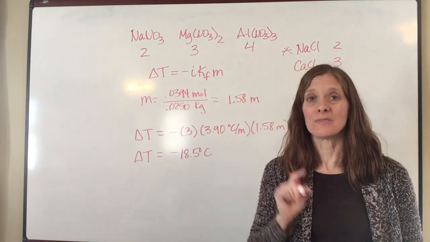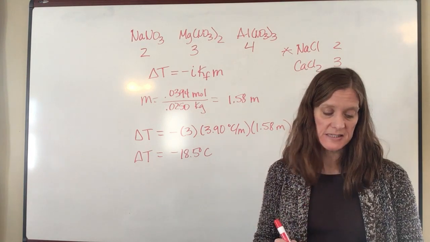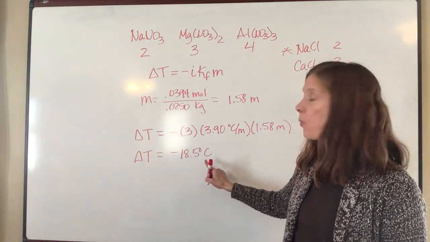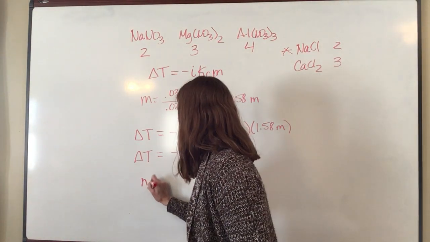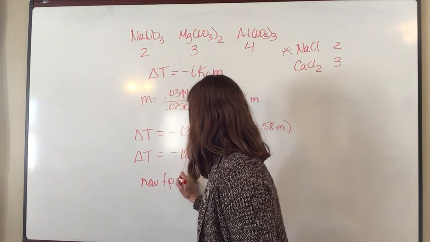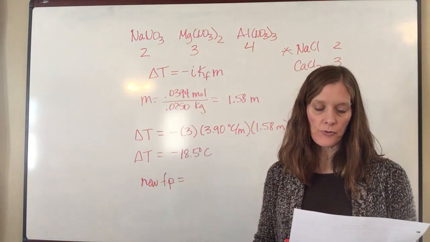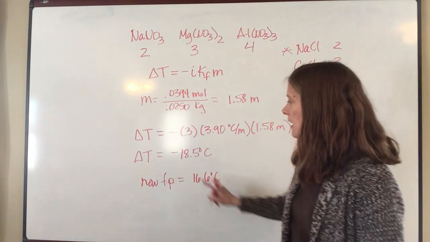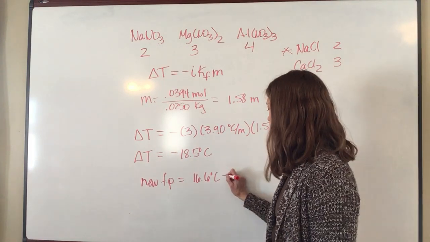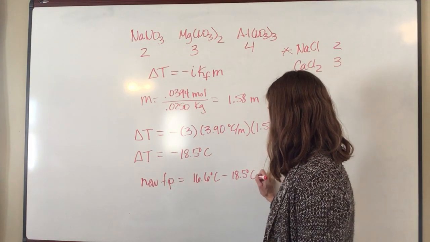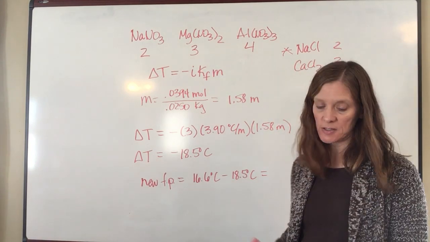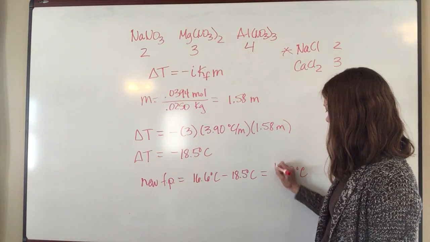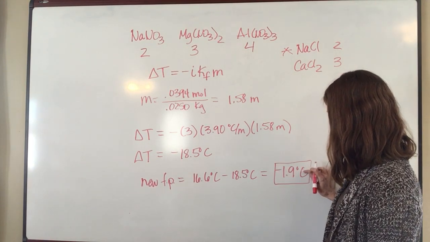However, we're not talking about water. We're talking about acetic acid. So in this case, I've got to figure out what my new freezing point is. So my new freezing point is, I'm going to take the original freezing point, which was 16.6 degrees Celsius. It's going to drop 18.5 degrees Celsius. And so therefore, when I do that subtraction, my new freezing point is going to be a negative 1.9 degrees Celsius. That's supposed to be a C.